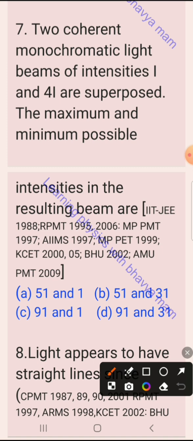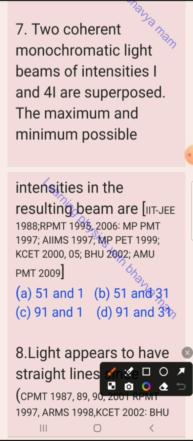So how to solve this? Here there are two coherent monochromatic light beams and intensities of these two waves are given, I and 4I. When they are superimposed, that means when there is an interference of these two light waves, then maximum and minimum possible intensities in the resulting beam are.